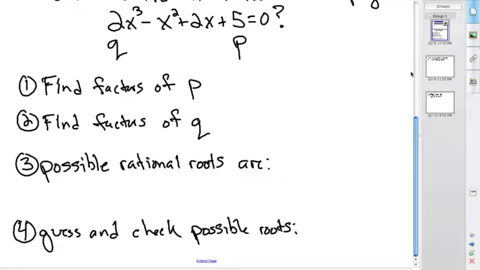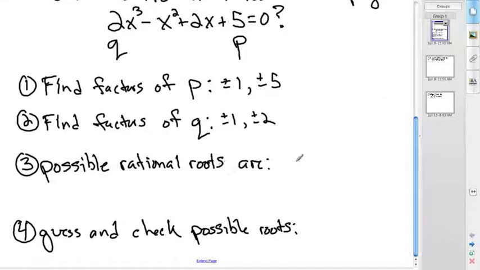So, rational root theorem says you want to find factors of p because p is your constant term, and you want to find factors of q, which is your leading coefficient term. So, let's try that. Factors of p will be plus and minus 1, plus and minus 5, because those are the only factors of 5. If you want to take factors of q, plus and minus 1, and plus and minus 2.